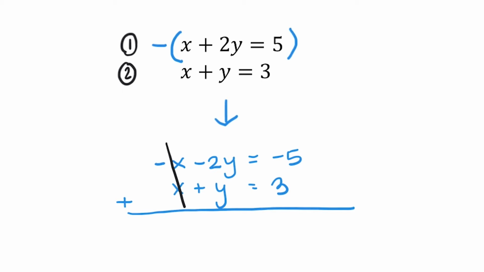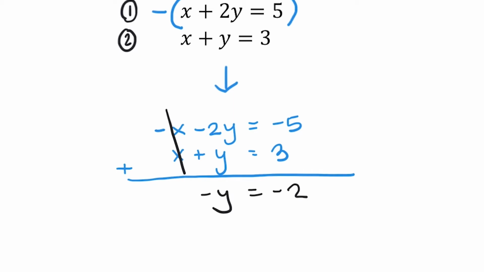Then we have -2y plus y, which is -1y. And then we have -5 plus 3, which is -2. So we're about there. We just need to divide by -1 to get y completely by itself. So we find that y is 2.